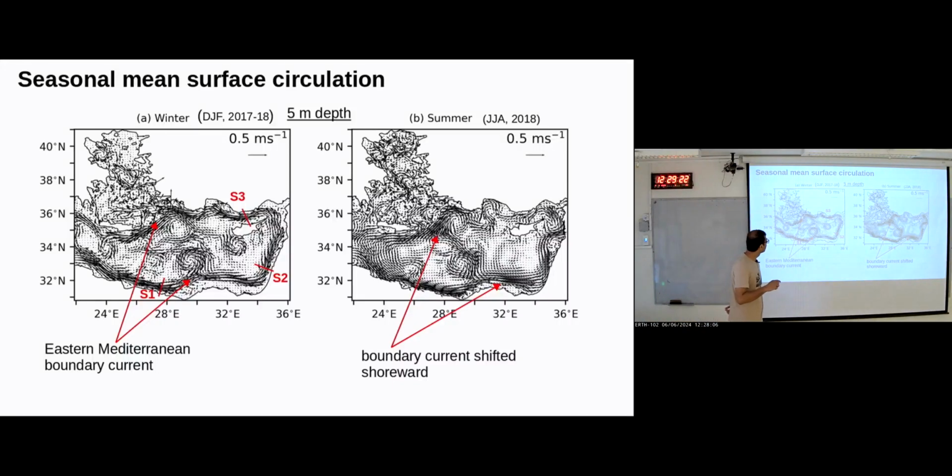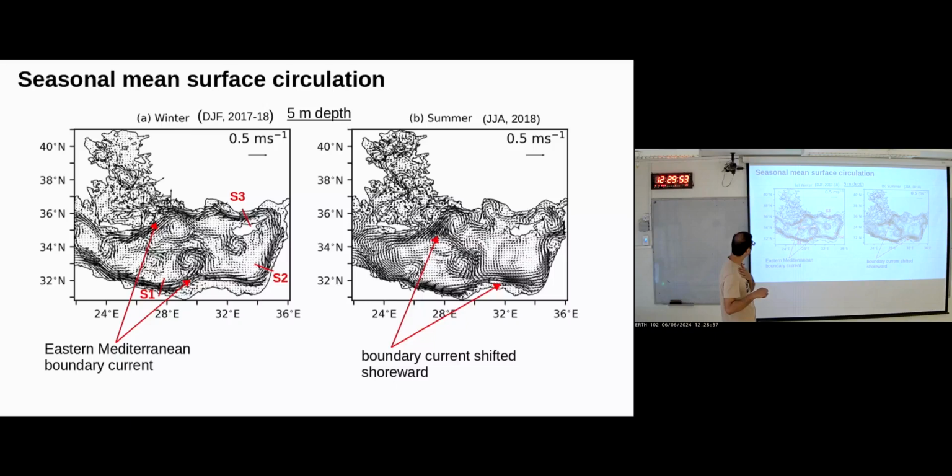Here I have plotted the seasonal mean surface current at 5 meter depth. The winter season corresponds to December, January, and February months of year 2017 and 18, and the summer figure corresponds to June, July, and August months of 2018. So in both these figures, we identify the boundary current going around the Levantine basin. However, we also notice some differences.